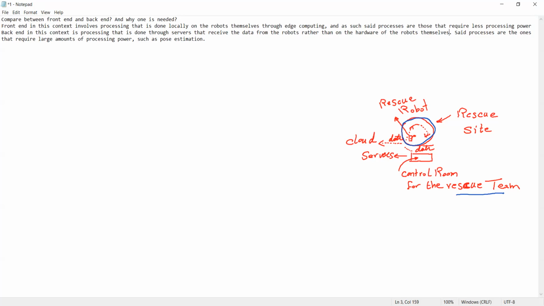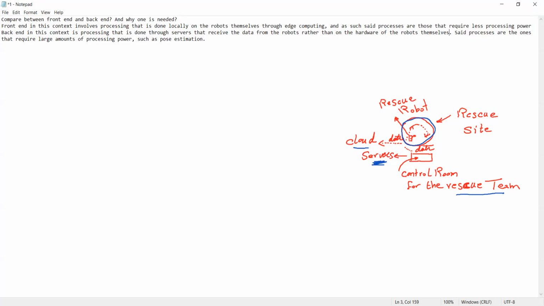Okay, so this rescue team, like I said, will have some kind of control room or a place that will operate and monitor the robot movement and even sometimes control it. And they can either have their servers there. These servers are the ones that receive the data directly from the robot, or it's also possible that this data is sent to the cloud. The cloud means, you know the meaning of cloud? Yeah. Okay, so this is in short.